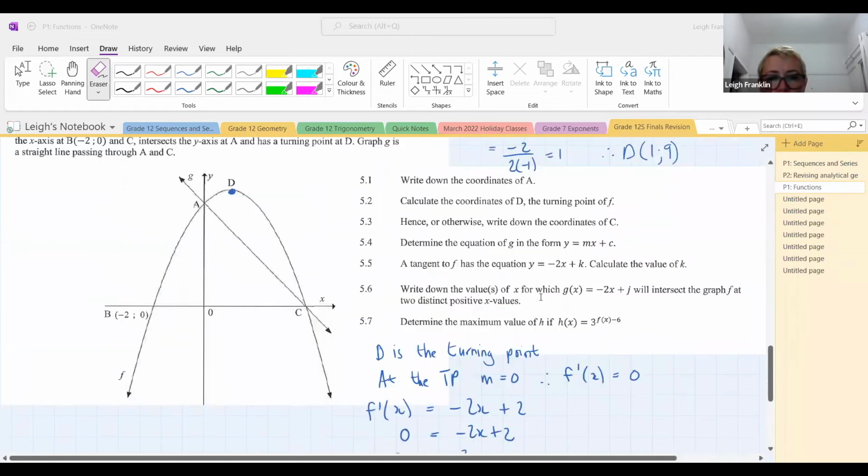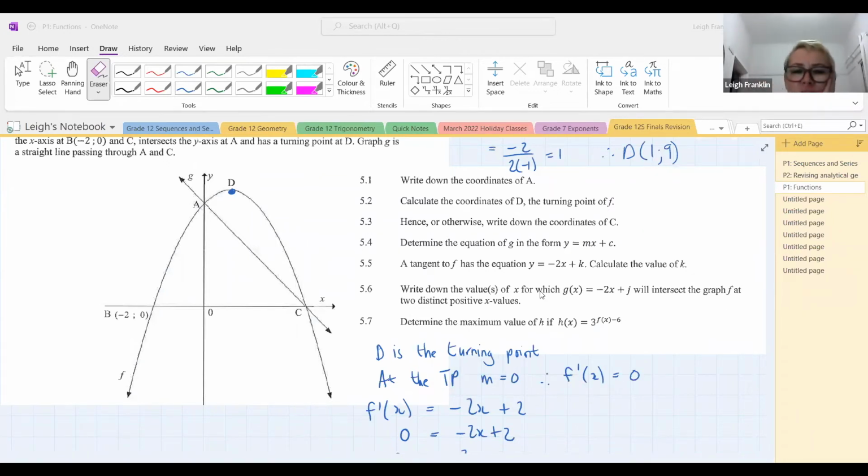No problem. Cool, so question 5.3 says, hence or otherwise, write down the coordinates of C. So this is exactly it, Tisha. You said yes, that you had seen that other method where we use the midpoint formula. All right, so write down the coordinates of C. That means that we don't have to do any calculating here. We should be able to just work it out and write down what the answer is.